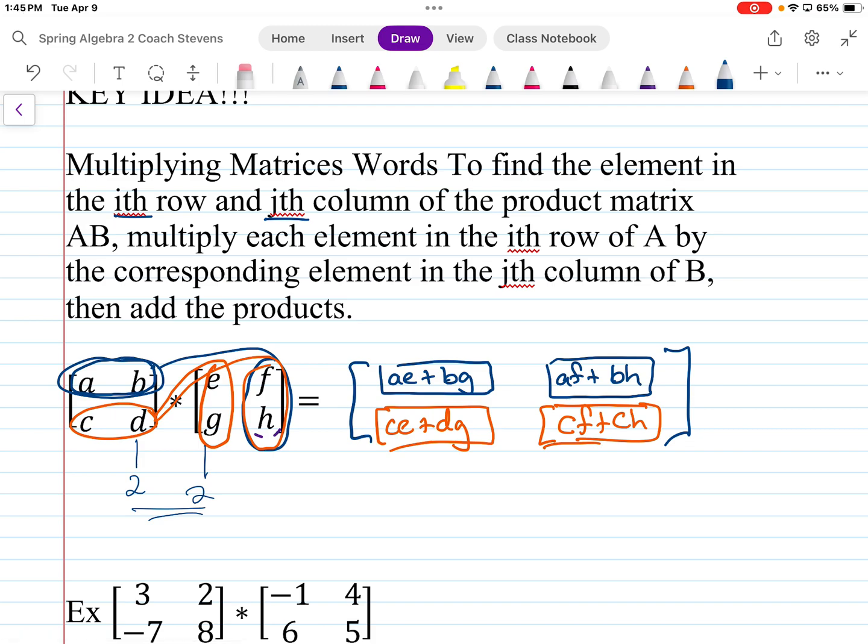Yes? Why is it not C? It should be D times H. Thanks, dear. Should be D times H. Thank you.